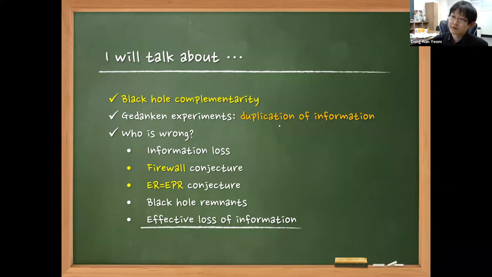So the important question is who is wrong, or maybe it's better to say what is wrong? I think we can categorize the answers into five contents. Of course, there are more different opinions, but I will select the very important frameworks. One is the firewall conjecture, the other is the ER=EPR conjecture, and the black hole remnant picture. Today I will not discuss the details, and I will postpone them to tomorrow's discussion. And finally, the effective loss of information picture.